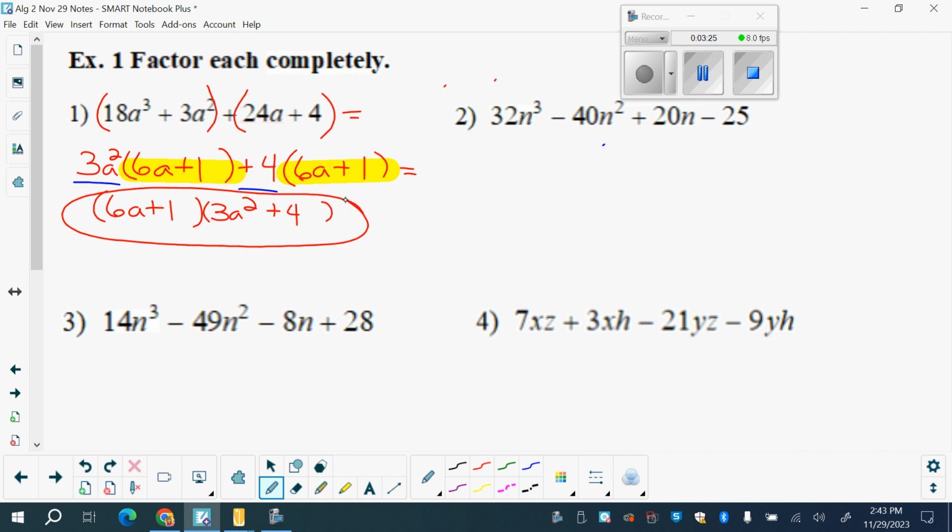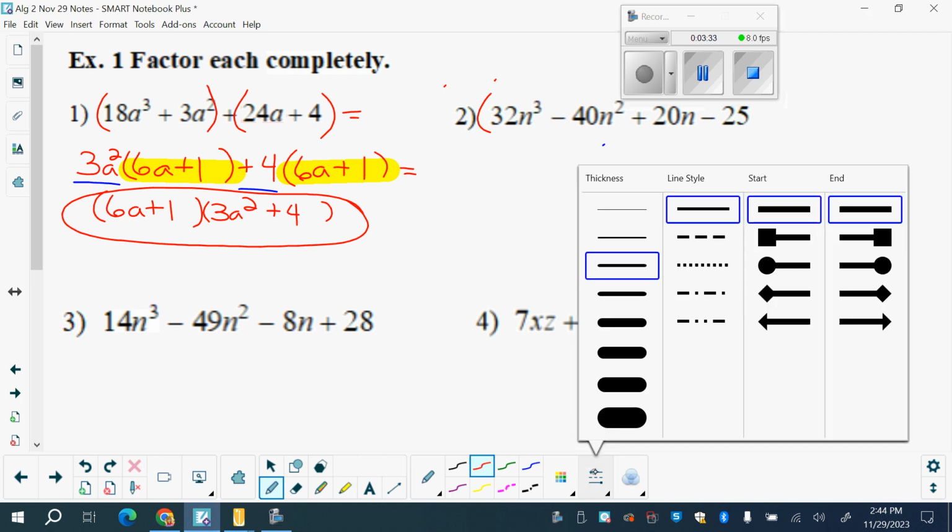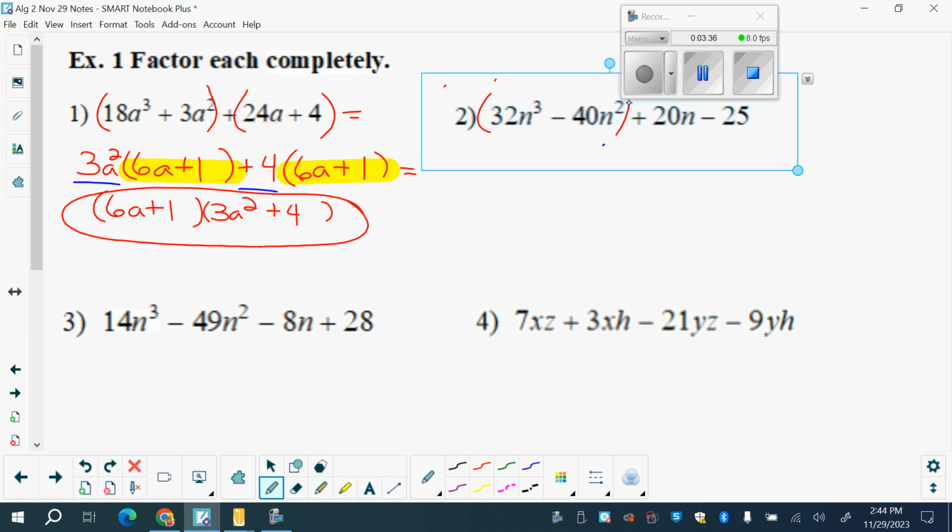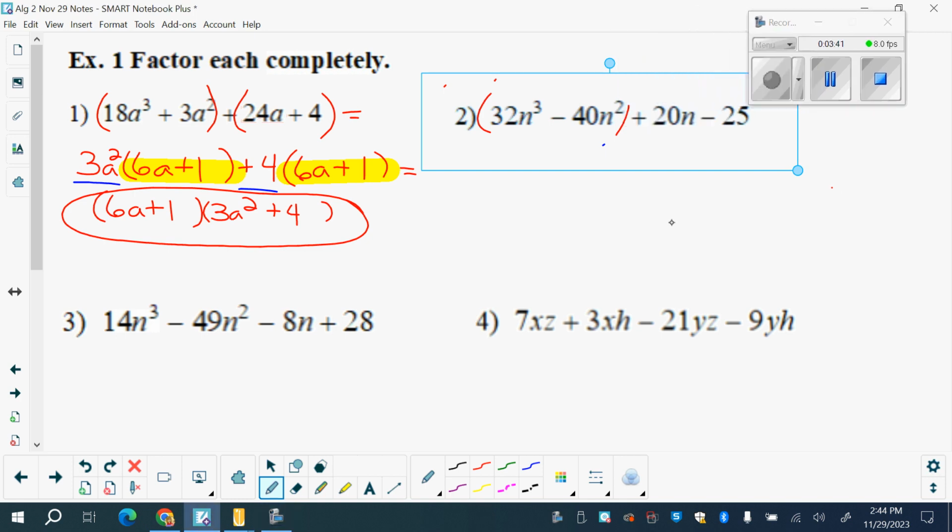Okay, so again, we're going to group. There's 4 terms. We're going to group the first 2 and the last 2. Let me move this. And then we're going to group the second 2. What's the greatest common factor on the first 2? 8n squared. And then what goes inside? Alina, tell us what goes inside the parentheses.